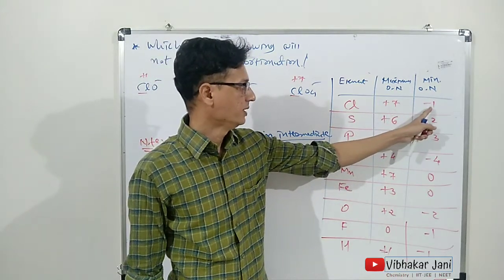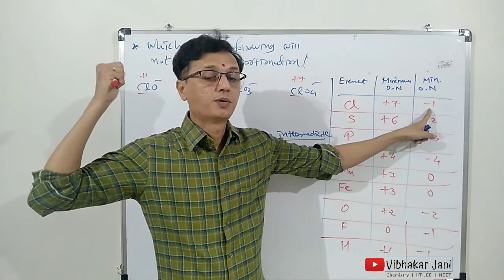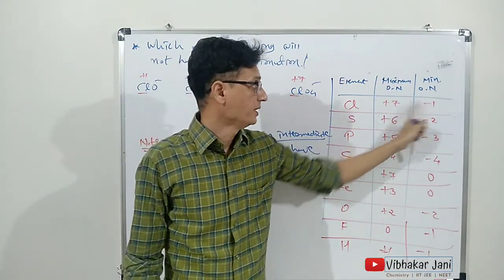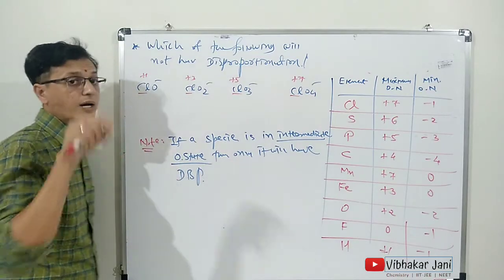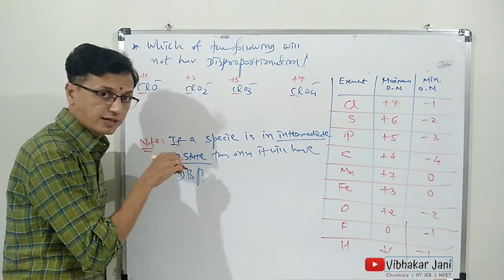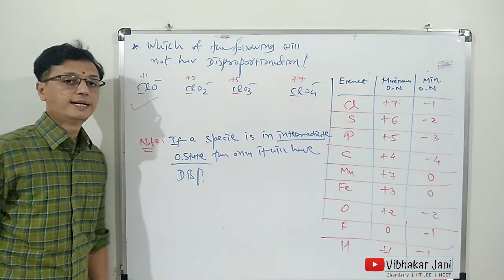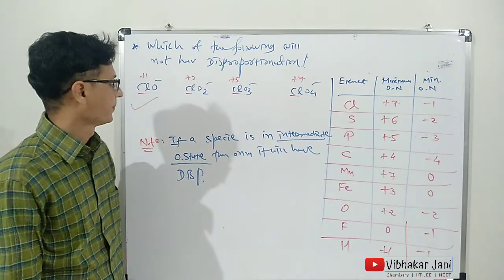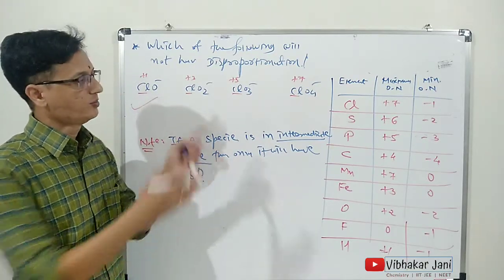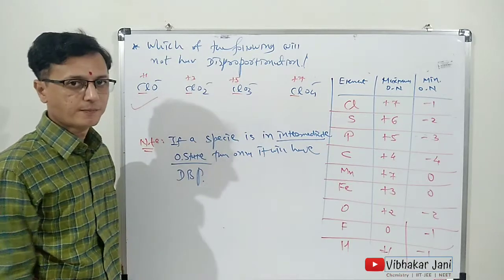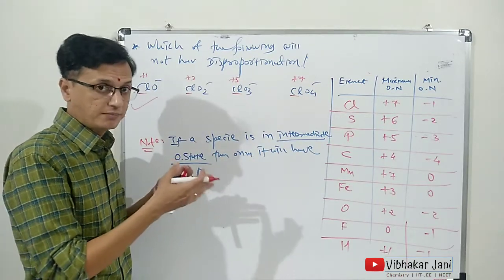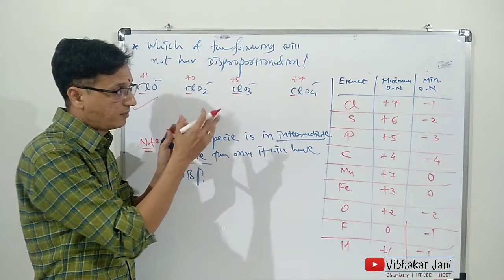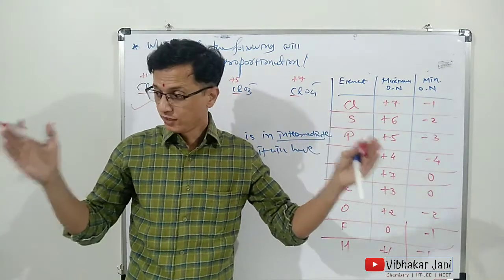Maximum +7, minimum -1, but here it is +1. That is, it is intermediate. It is between +7 and -1. That means it can have oxidation as well as reduction. So it will go in disproportionation. +3, it is also between +7 and -1. I hope you can understand what I am telling you. +7 and -1, that means these are the two ends.